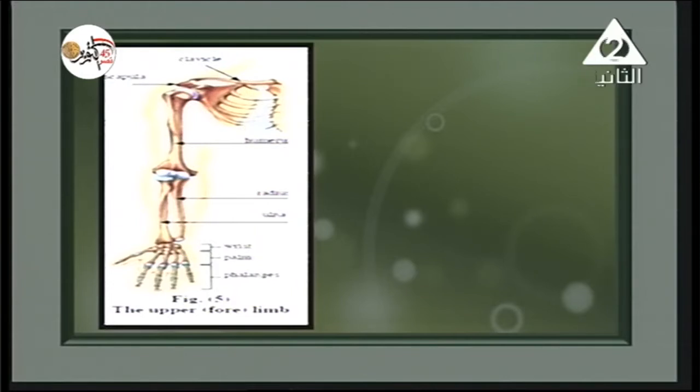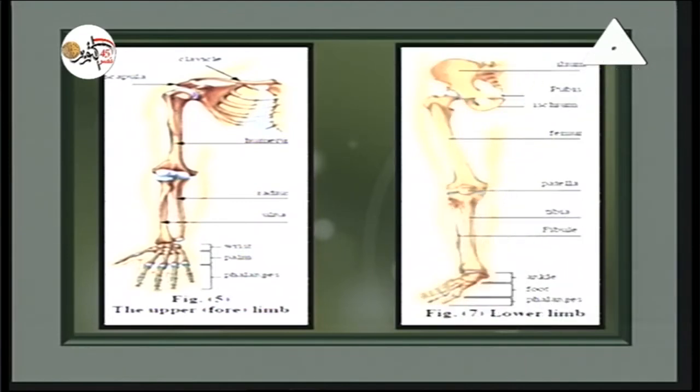Again, the upper arm, and as we said, it's 5 parts: upper, lower, wrist, palm, and digits. On the other side, we have the lower limb, the second part in the appendicular skeleton system. Also, it consists of 5 parts: thigh, shank, ankle, foot, and finally digits.